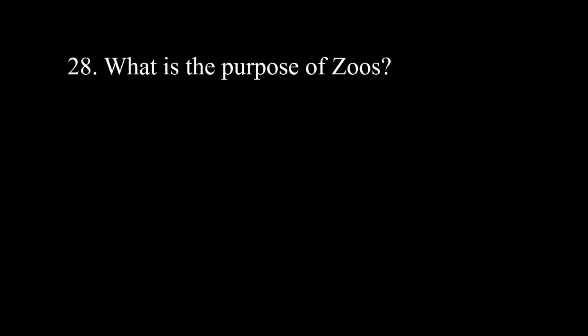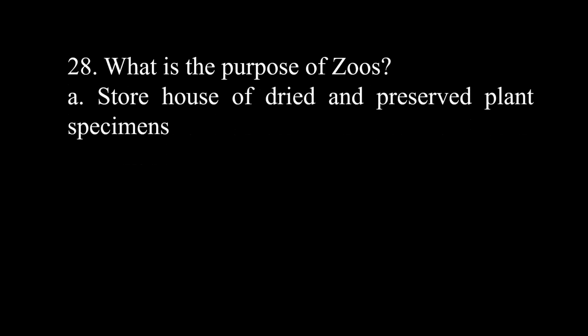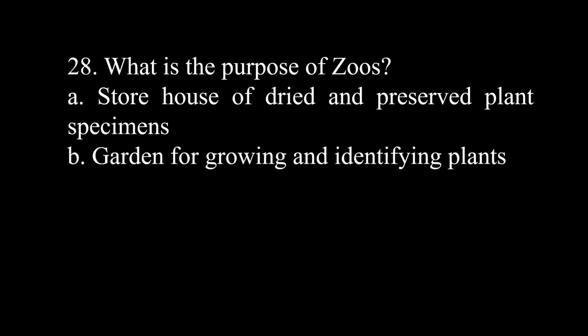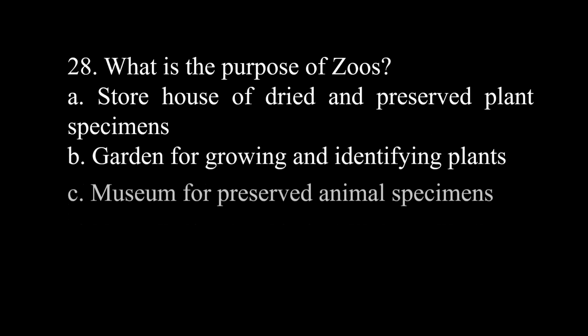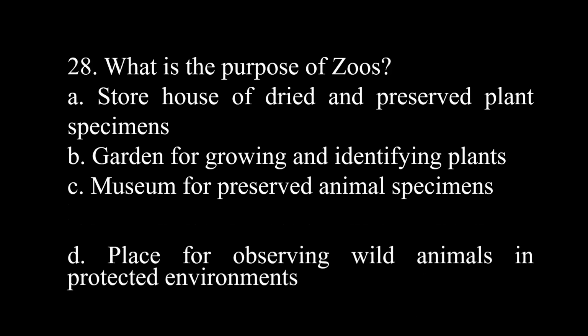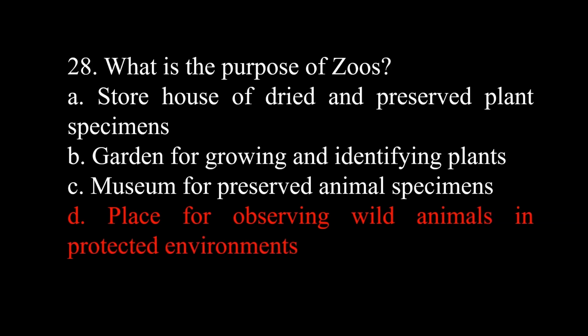Next, what is the purpose of zoos? A. Storehouse of dried and preserved plant specimens. B. Garden for growing and identifying plants. C. Museum for preserved animal specimens. D. Place for observing wild animals in protected environments. The correct answer is D. Place for observing wild animals in protected environments.